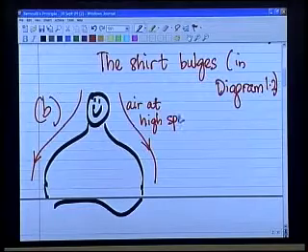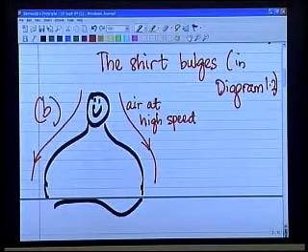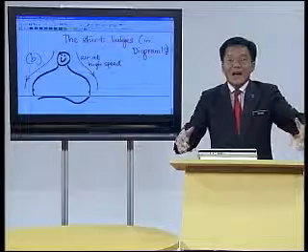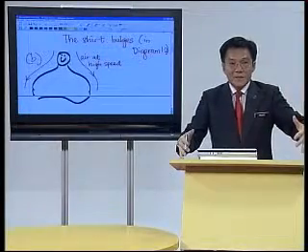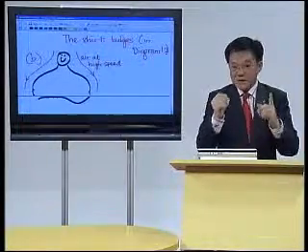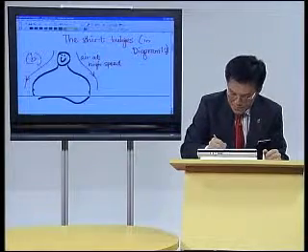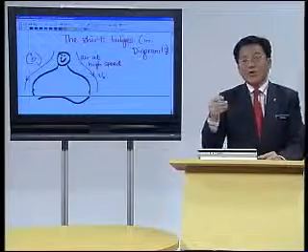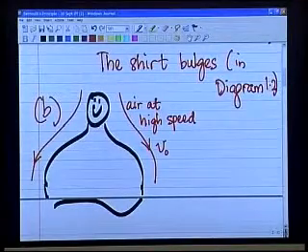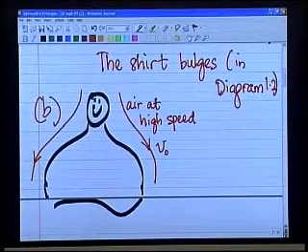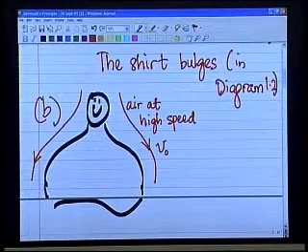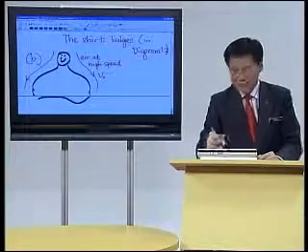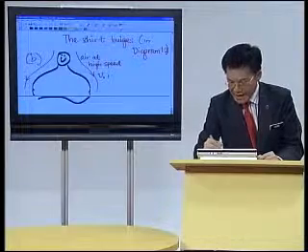High speed or high velocity, both are accepted. So air at high speed outside. So I'm going to use a symbol, VO. VO is the velocity of the air outside. O for outside. So in other words, VO is high.